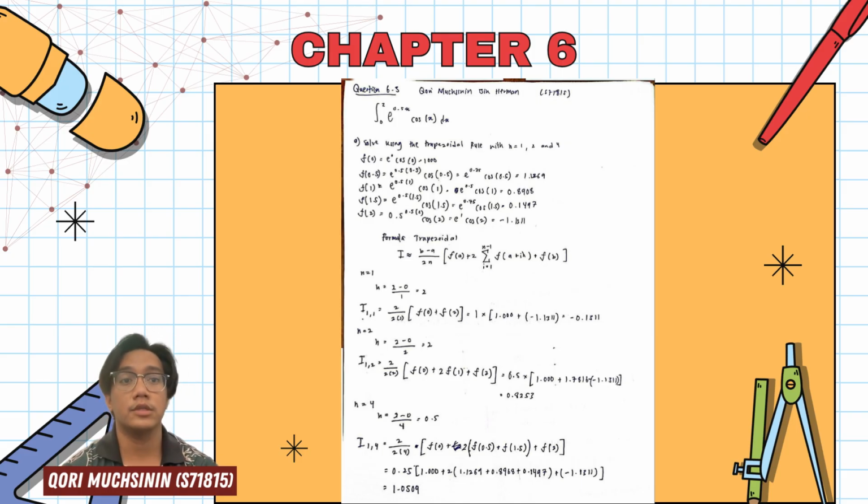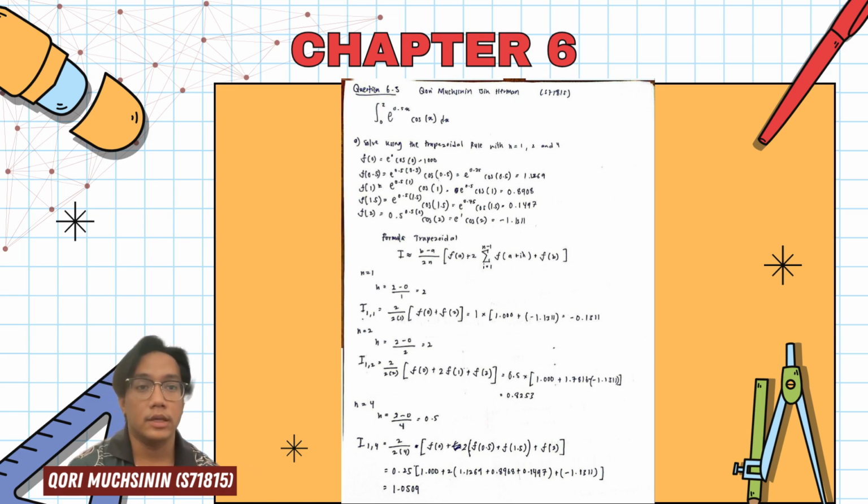First thing first, we map out our function by evaluating it at key grid intervals from x equal to 0 to x equal to 2. This gives us our crucial data nodes, starting at 1.0000 and dropping down to negative 1.1311 at the upper boundary.